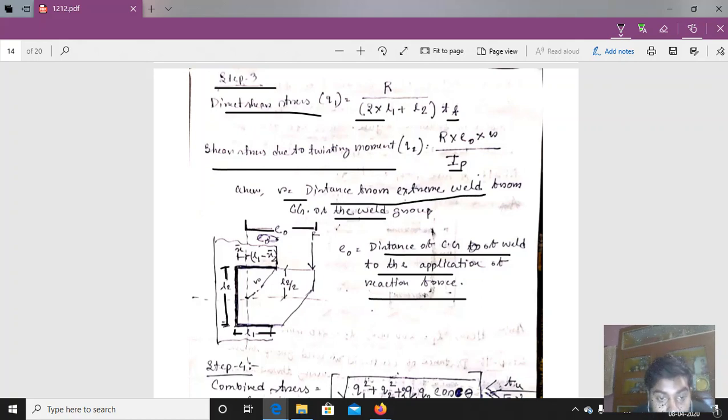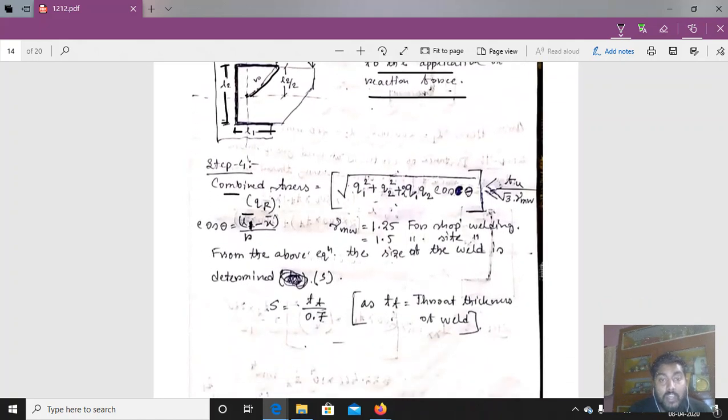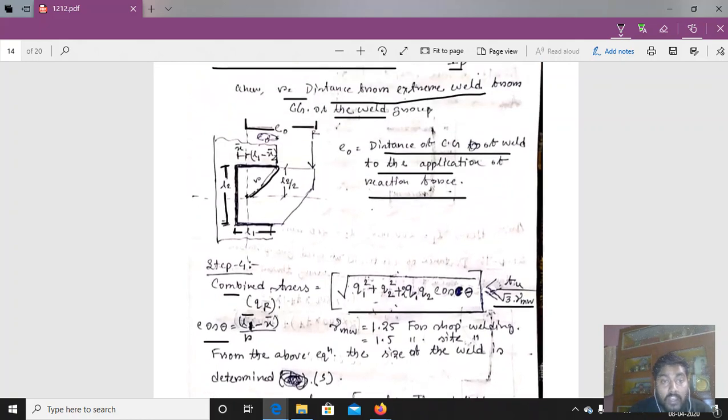So this is from here to here, this distance is R. Also R is to be determined. For determining R, the combined stress QR is to be determined by this formula. It should be less than that value. Cos theta is equal to, if we know the value of theta, this is the base and this is the hypotenuse.